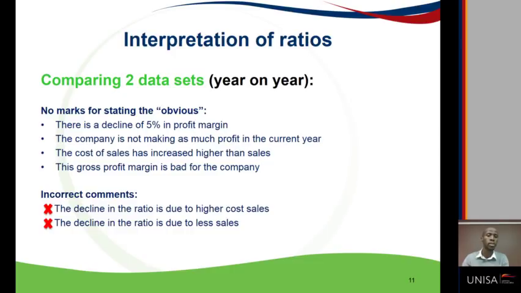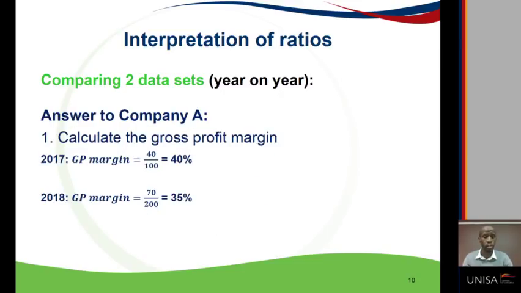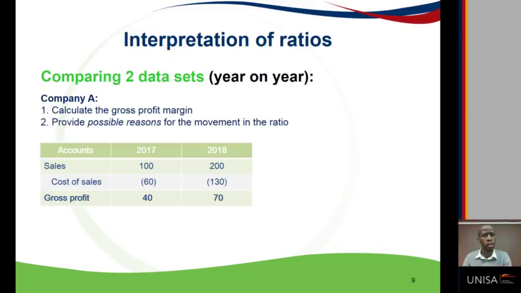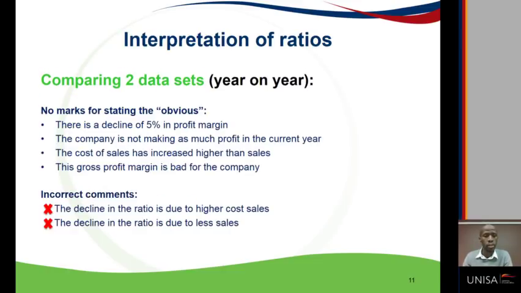You're not going to get any mark for stating the obvious. And the obvious in this case would be to say there's a decline of 5% in profit that we can see. Another way is to say cost of sales has increased higher than the sales. I think that's what I alluded to earlier, 60 to 130 is actually more than doubled, whereas our sales have only increased from 100 to 200. So these are the things that you should be avoiding. These comments will not earn you any marks.